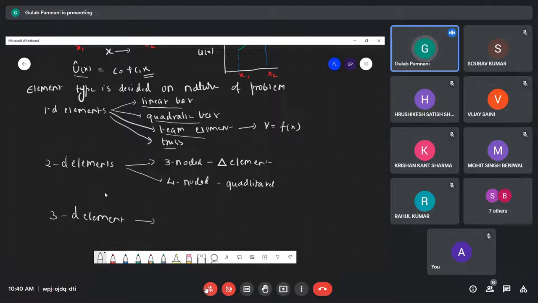and in 3D elements, ab aapka har direction aapke result ko affect karne wala hai. You have the variation of field variable with x, y, z, all the three, so you will go for a 3D element. So here we have tetrahedral, and you have brick elements that software will show to you. You have brick elements, you have tetrahedral elements and such kind, right? And new elements are being developed. लोग इस पे रिसर्च करते रहते हैं.